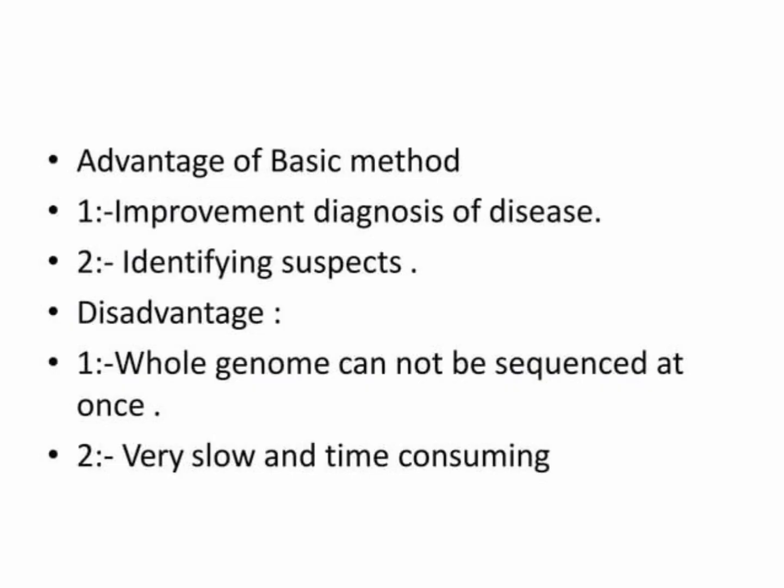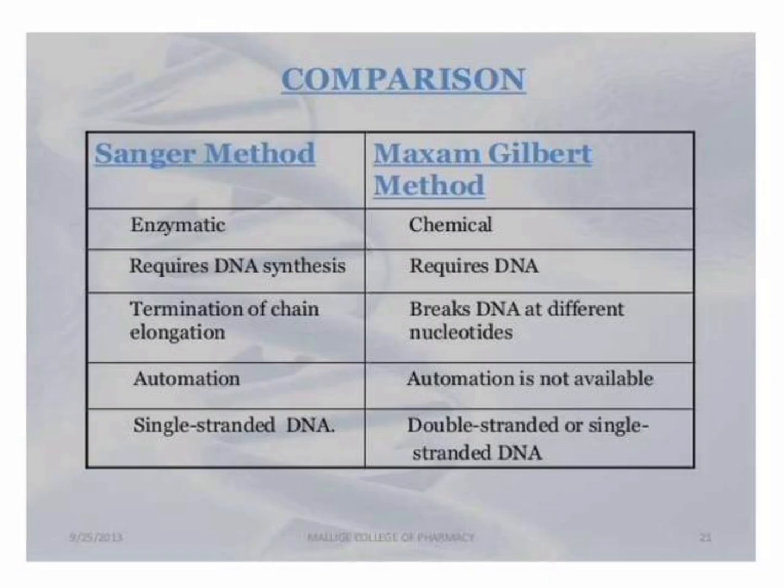Now, the comparison between the Sanger and Maxam-Gilbert methods. Sanger is an enzymatic method, Maxam-Gilbert is a chemical method. The Sanger method requires DNA synthesis, while the Maxam-Gilbert method breaks DNA at different nucleotides. Automation is available in the Sanger method and not in the Maxam-Gilbert method. In the Sanger method you need single-stranded DNA, and in the Maxam-Gilbert method you can use double-stranded or single-stranded DNA. You can work with both.